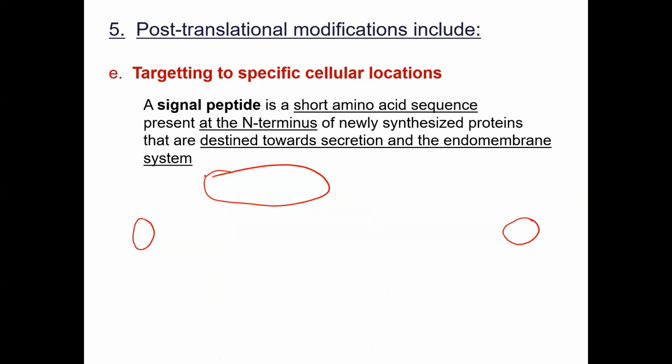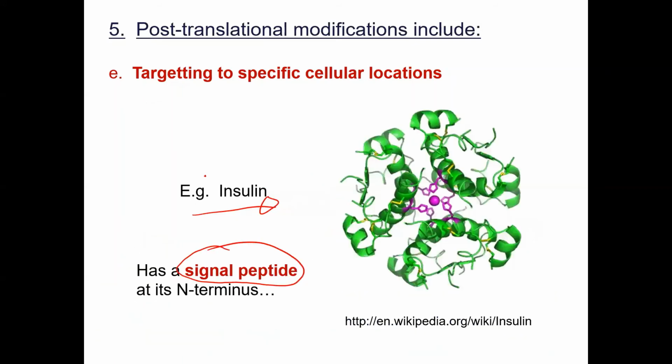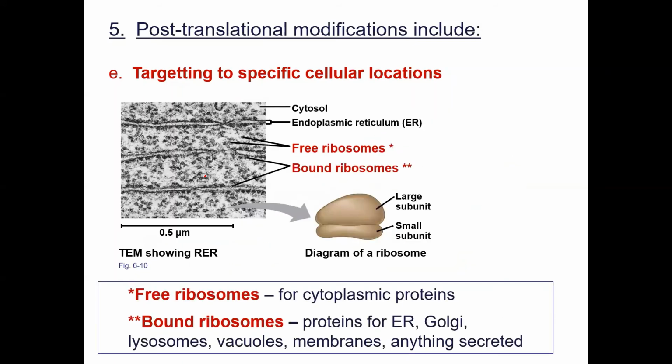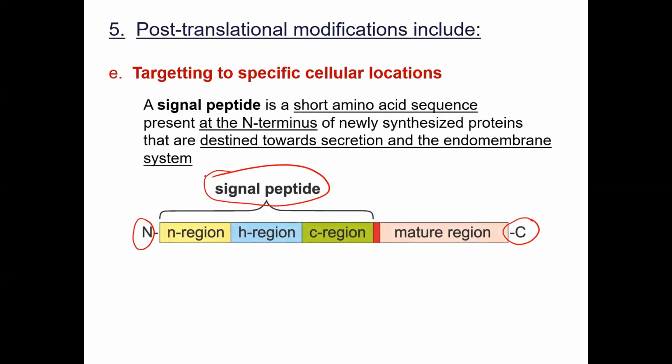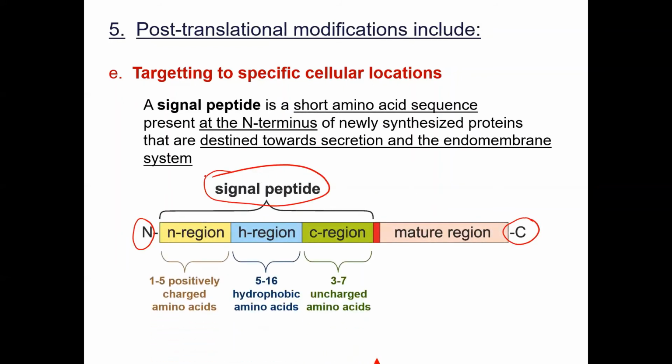So I told you I wanted to go back to this. This is slightly out of sequence. This is just a reminder that we have two types of ribosomes. We have the free ones that are found in the cytoplasm, and we have the bound ones, the ones that are going to the ER. And these bound ribosomes are making proteins that are targeted towards the whole endomembrane system. That includes the Golgi, vacuoles, peroxisomes, lysosomes, and anything secreted. Okay, so here is our definition of a signal peptide, and let's take a look at how this process occurs.